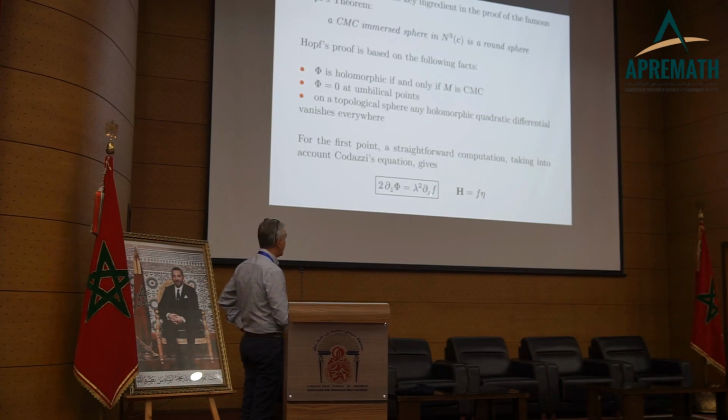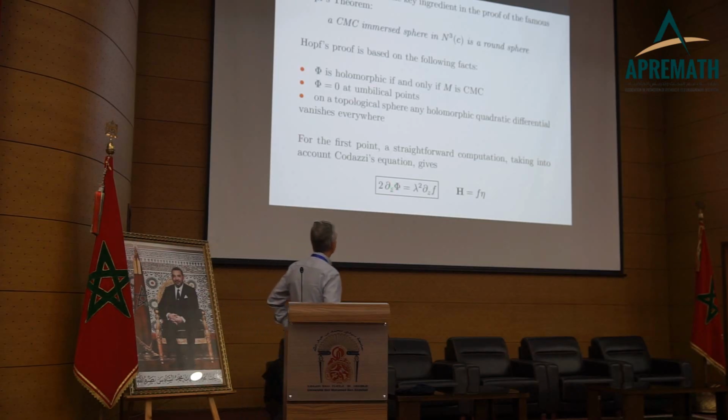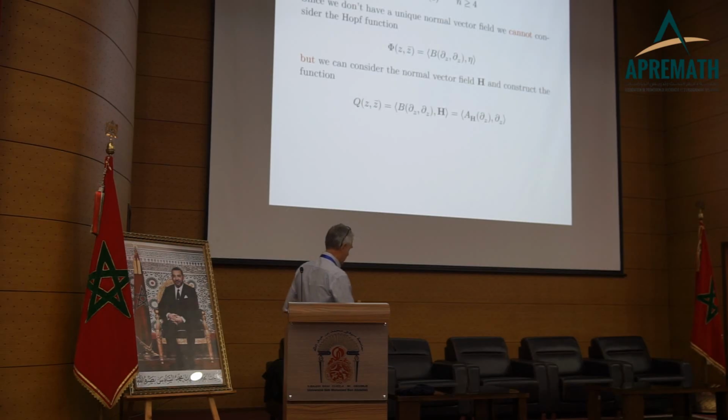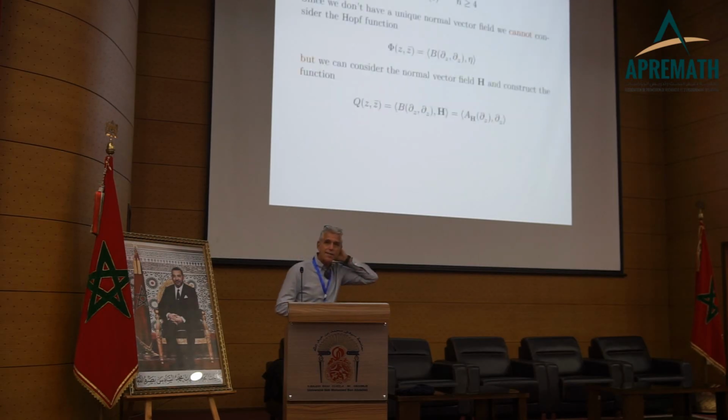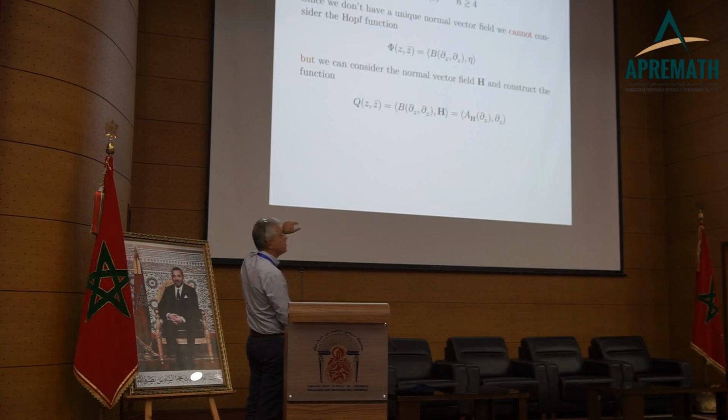So of course when f is constant, this is 0 and the other way around. Okay, so let's move to higher dimension. So let's consider a surface in a space of dimension greater than or equal to 4. In this case you cannot construct the function because you don't have a unique normal. So to construct this one I have to use the unit normal vector field.